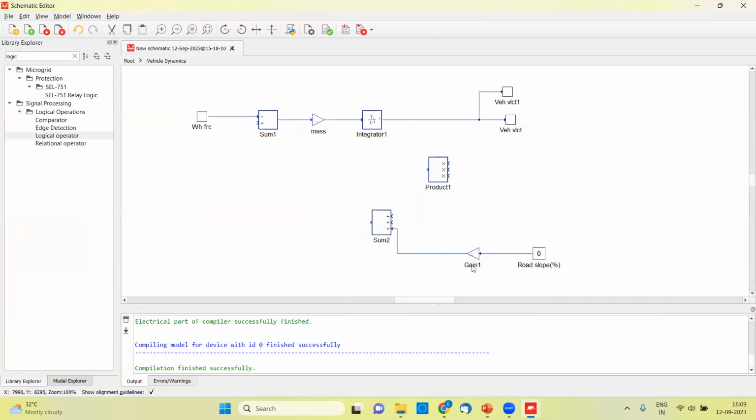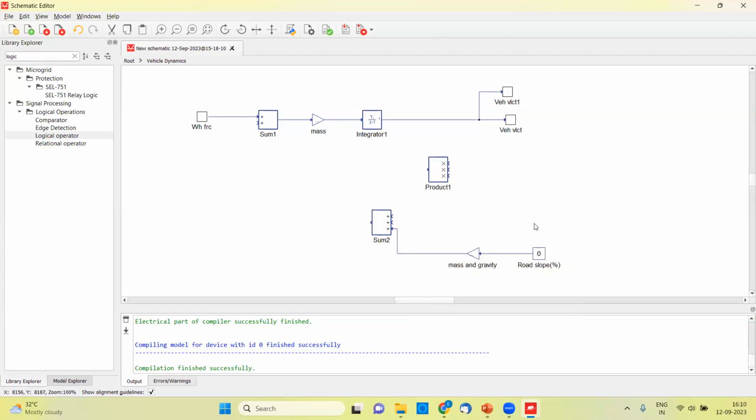After this, I'm having this block. Basically, this is a mass and gravity block. So if you design the model and you want to have some slope in your road or in your surface, that road slope is then multiplied with mg. It will be the percentage of whatever slope you're providing, or that is the angle. Here we are providing it in terms of percentage. So we will multiply it with mass and gravity and provide it to the sum block. In total, this will generate the grade resistance.